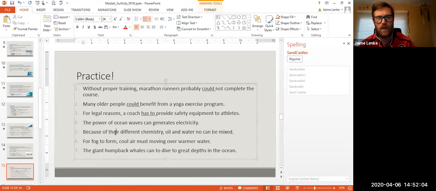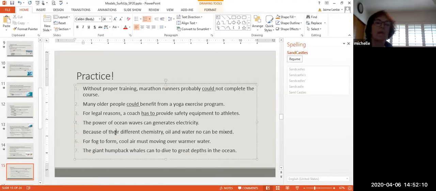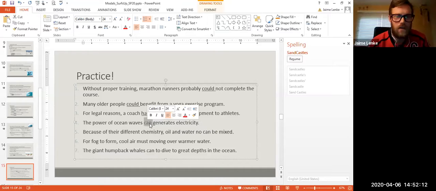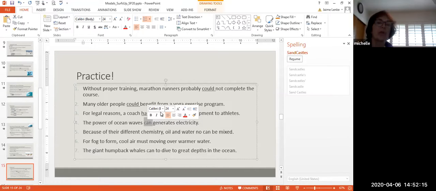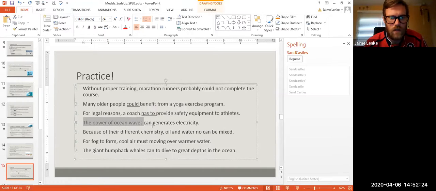And it says, "The power of ocean waves can generate electricity." Generate without the S. Okay, and why would we make it generate? Because generate goes with the power that ocean waves have. Well, this is actually the entity: power of ocean waves can generate electricity. So there's some agreement there, but also because we use the base form of the verb when we're using the modals. Whenever we have this helping verb in front of it, we want to use the base form of the verb, so we wouldn't conjugate it.